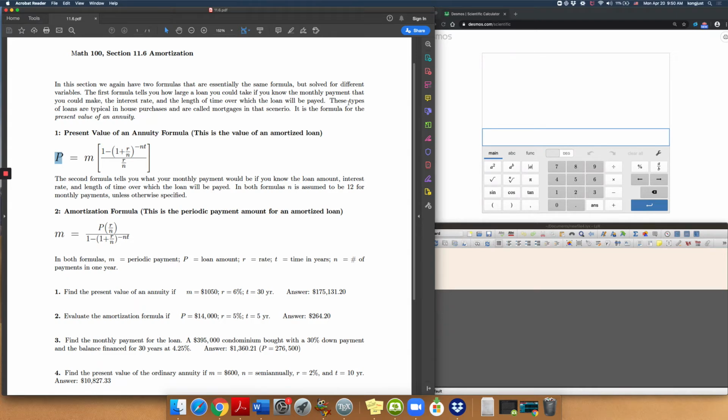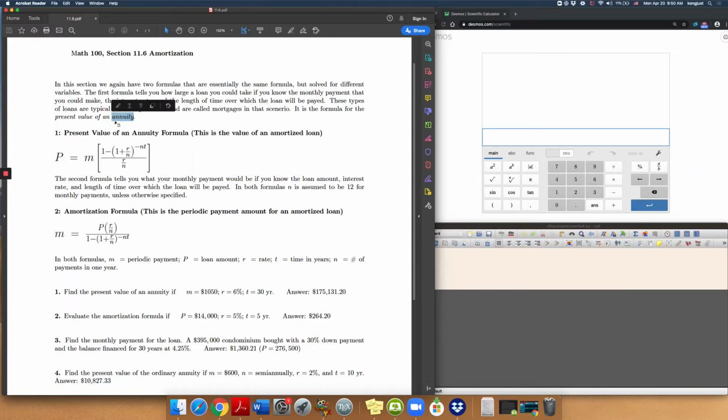Okay, moving on. These types of loans are typical in house purchases and are called mortgages in that scenario. So if you ever wonder what the word mortgage is, because I used to wonder a long time ago, I was like, what is a mortgage? Mortgage is just a fancy word for the loan on a house. And then this is the formula for the present value of an annuity.